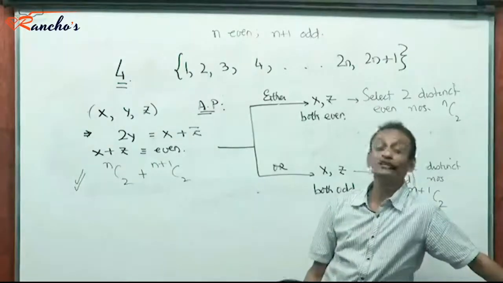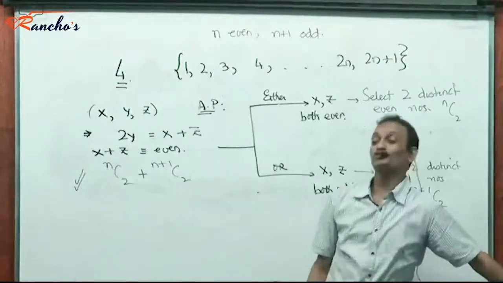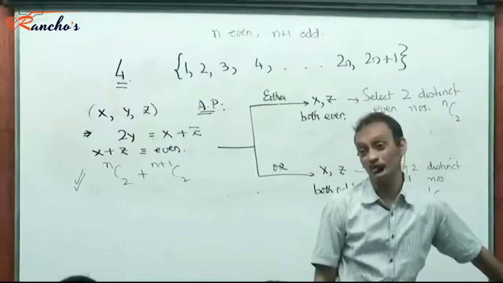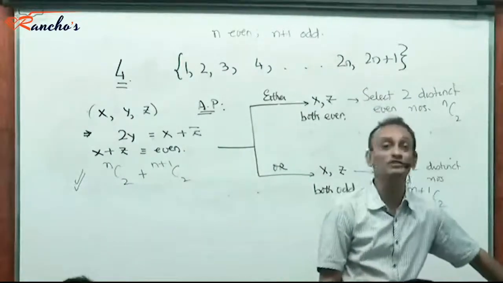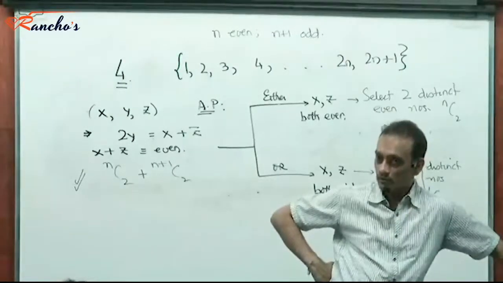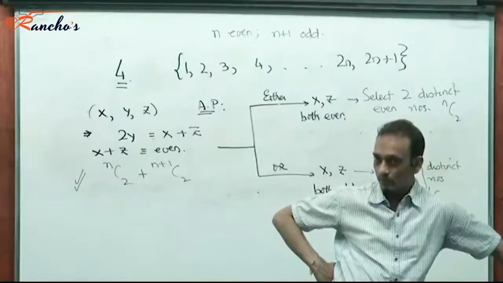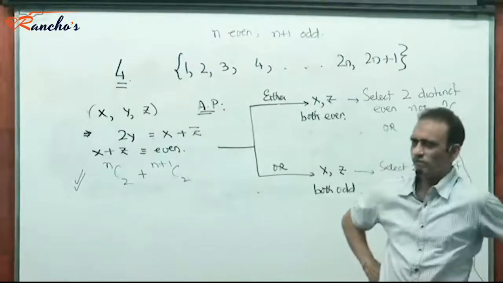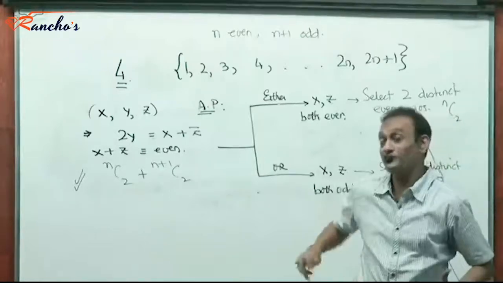And if you want to make the thing a little more complicated, you find all APs with common difference 1, all APs with common difference 2, all APs with common difference 3, and mess it up. Yes, now your question. Yes, you can do that.